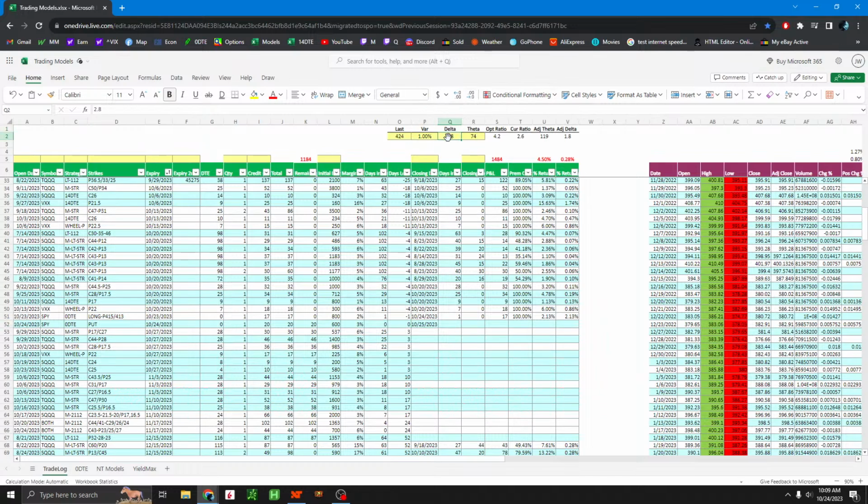So this is a little bit different than kind of how other people do it. So wow, this is really good. So my delta is at 2.2, this 22 basically, but my theta is at 74. So my current ratio and optimal ratio. Okay, that's really good. I love that right there.